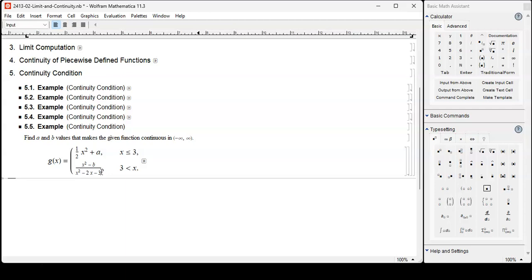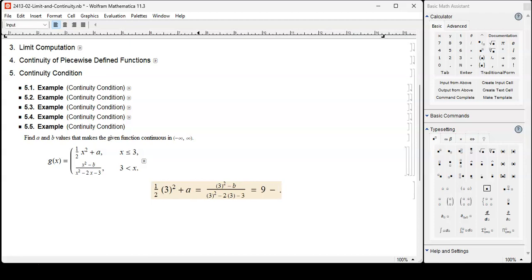But the answer lies here in this expression. If you plug in x equal to 3, in order to set up 1/2 times 3 squared plus a is equal to, plug in 3 squared minus b over 3 squared minus 2 times 3 minus 3. And don't just give up if you try to simplify a little bit, especially the right hand side, because the left hand side is pretty much all set. Okay, let's simplify the right hand side.